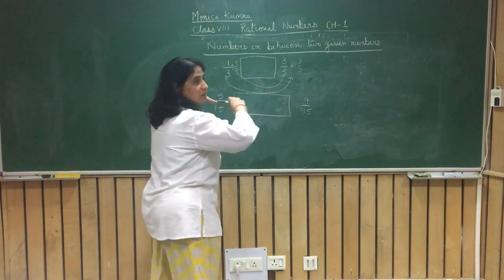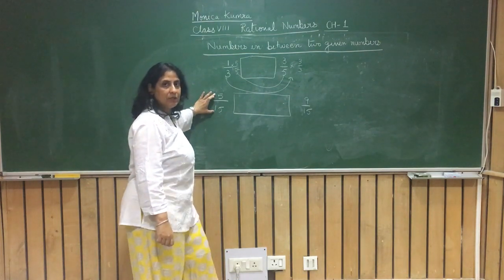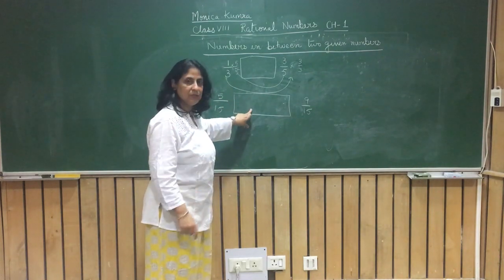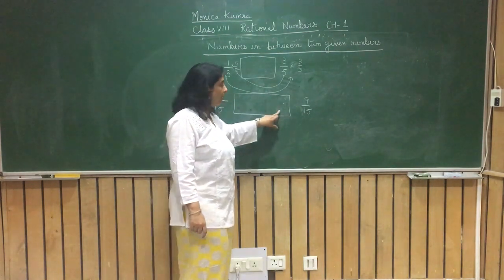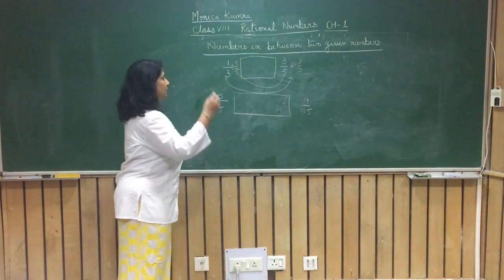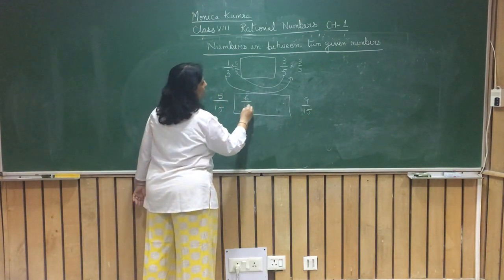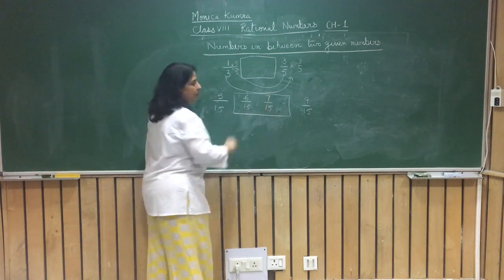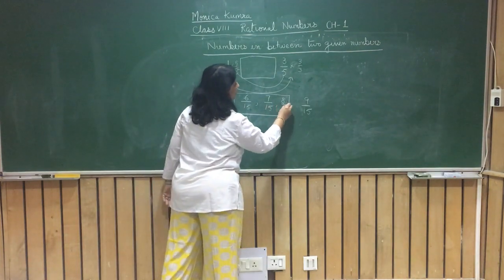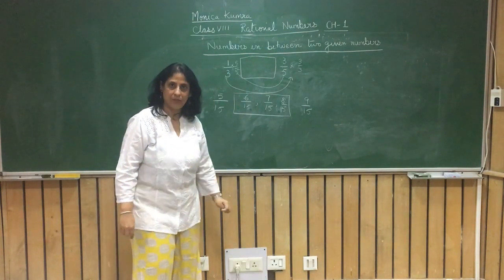But if you imagine a number line, after 5 by 15 it will be 6 by 15, then 7 by 15, then 8 by 15, then 9 by 15, then 10 by 15 and so on. But if I want only two numbers between 5 by 15 and 9 by 15, my two numbers will be 6 by 15 and 7 by 15. Clear? If I want 3, it will be 8 by 15. So these are the three numbers between 5 by 15 and 9 by 15.